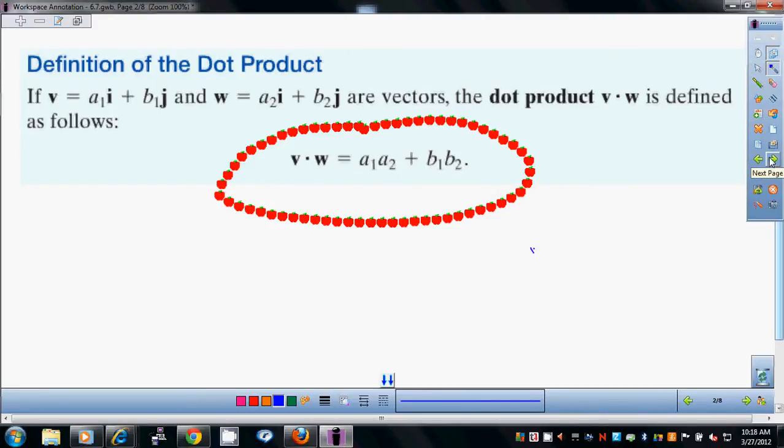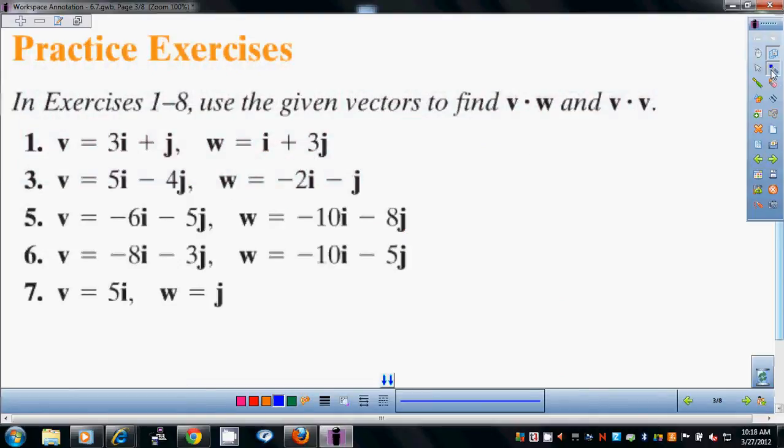Okay. So, first thing you're going to do is literally just find some dot products. We're going to find v dot w and v dot v. V dot w. So you just multiply the coefficients. 3 times 1 plus 1 times 3. So the dot product of v dot w on number 1 is 6. You also need to do v dot v, but I'm going to do a few more v dot w's just because it's easier to see.